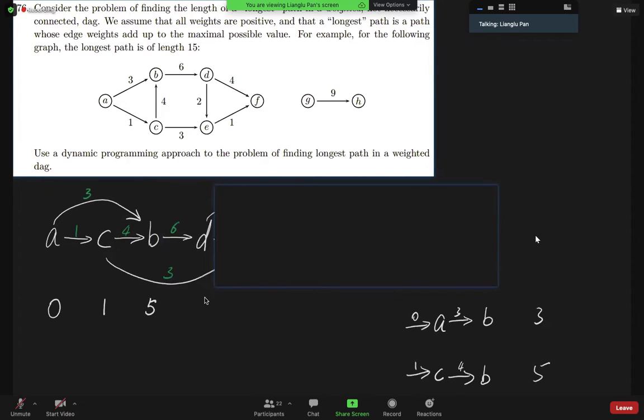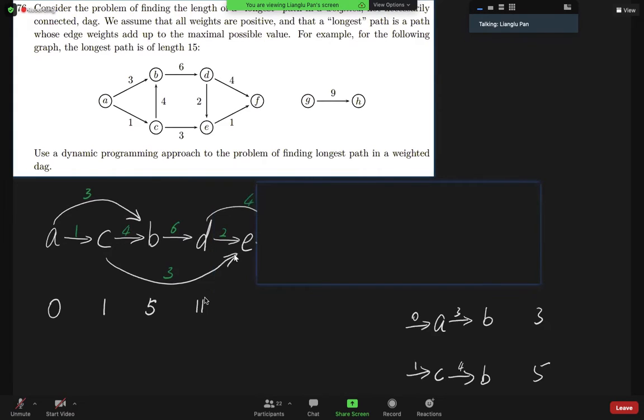Let's move on to the next node, D. If we have a path ending at node D, it looks like it has to be from node B. And as we can clearly see, a path ending at node B has a length of 5. That's the maximum we can get. Then B to D has a length of 6. So this tells us that the path ending at node D has a length of 11 maximum.